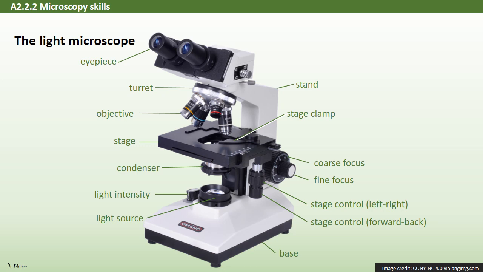Here you also have a stage clamp, which keeps your specimen in place. Below you have the focus knobs, coarse focus, that you use first, and then you fine tune with the fine focus. And finally, you have the stage control knobs, left, right, and forward, back. It might take some time to get used to this, but it's very practical once you get it.